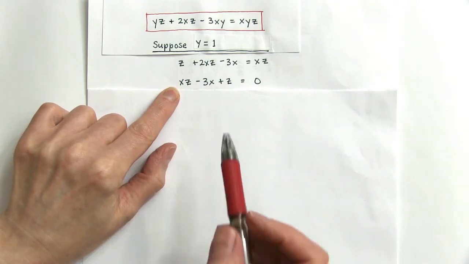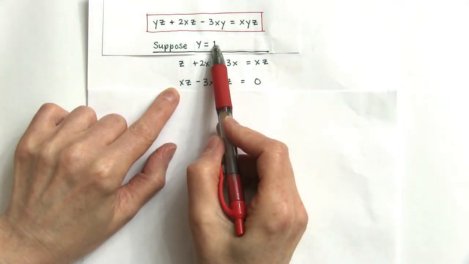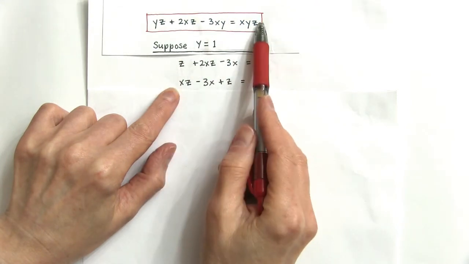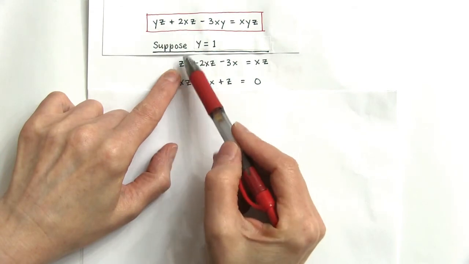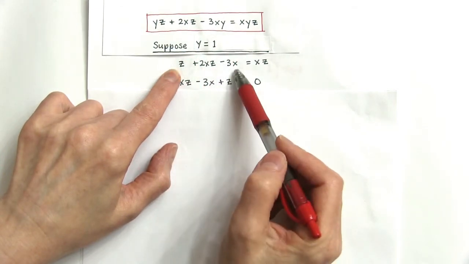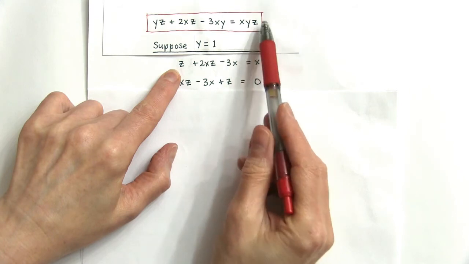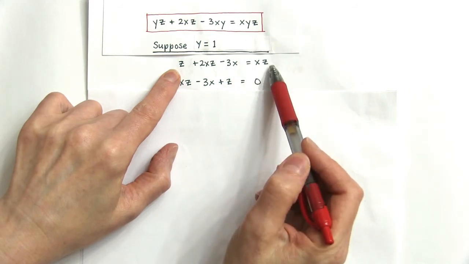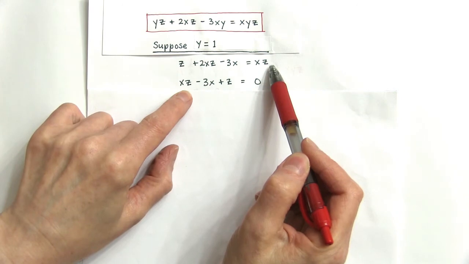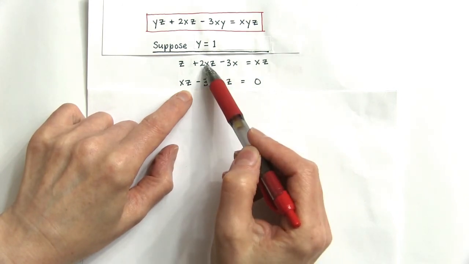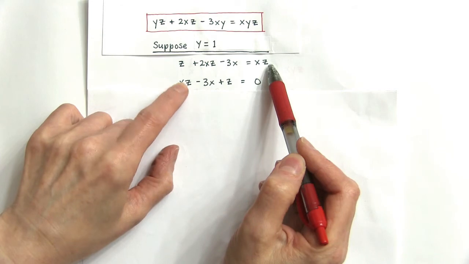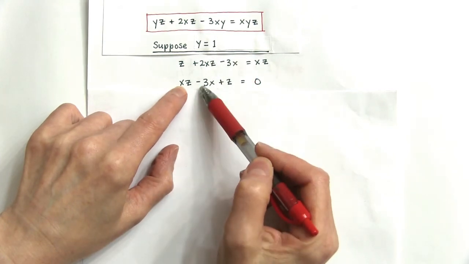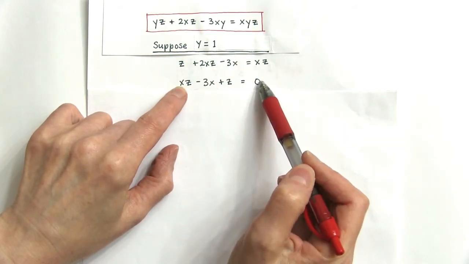So for my first case, when y equals 1, I plug this into the equation that I'm trying to solve, and I get z plus 2xz minus 3x equals xz. And then I can simplify this because I have 2xz on the left and xz on the right. So subtracting xz from both sides, I have xz minus 3x plus z equals 0.